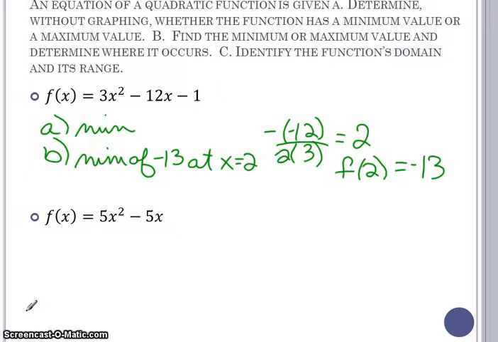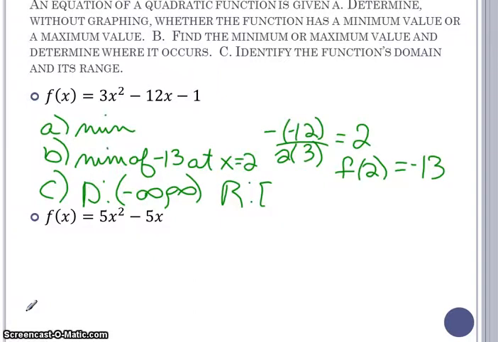And then the last step we want is our domain and our range. What's the domain always? All reals. Okay, so then for our range, since we have a minimum value, what is the lowest y value we're going to hit? Negative 13. Right, and we're going to hit everything above that, right? So it's going to be from negative 13 to infinity.